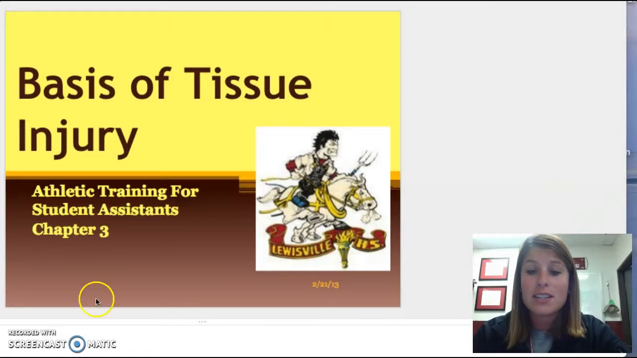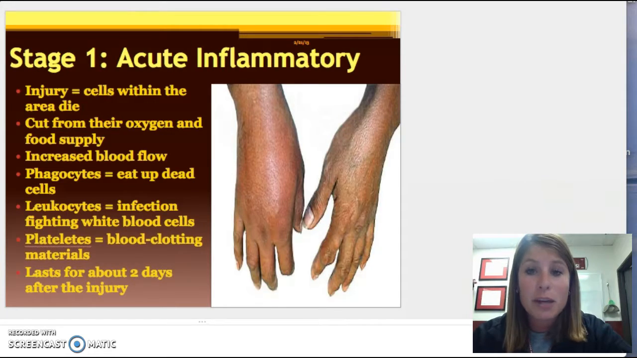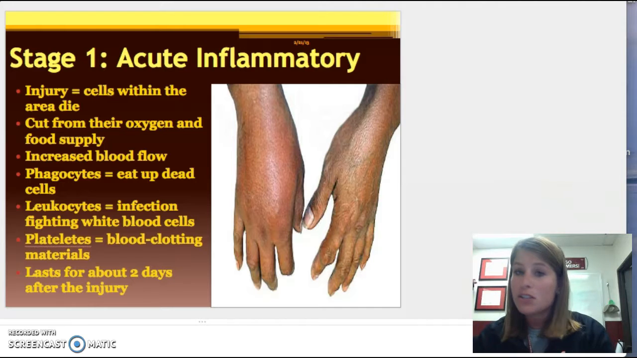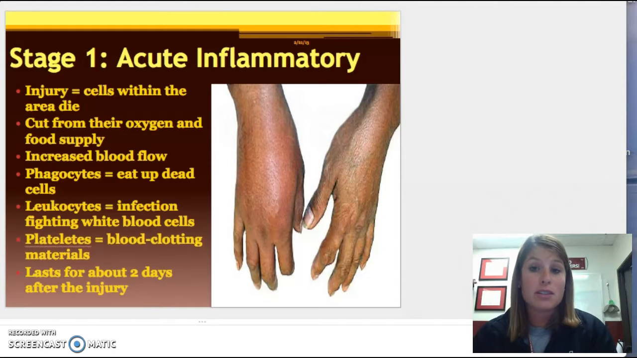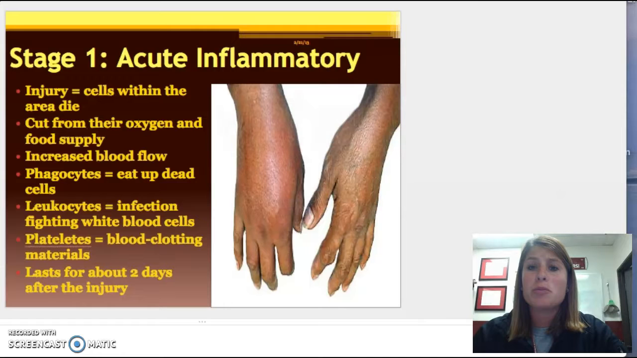So, going to our slides, the first stage of soft tissue healing is what we call acute inflammatory. And remember, in the acute inflammatory phase, we've had an initial injury, blood rushes to the area. It brings with it some special cells that help to contain the injury. We've got the phagocytes that help to eat up the dead tissue, and we've got the leukocytes, which are our white blood cells that help to fight off any infection that might occur.